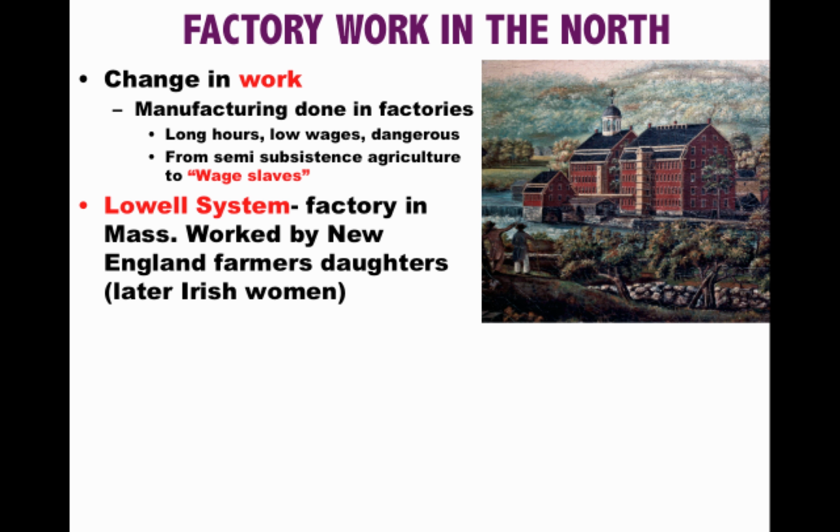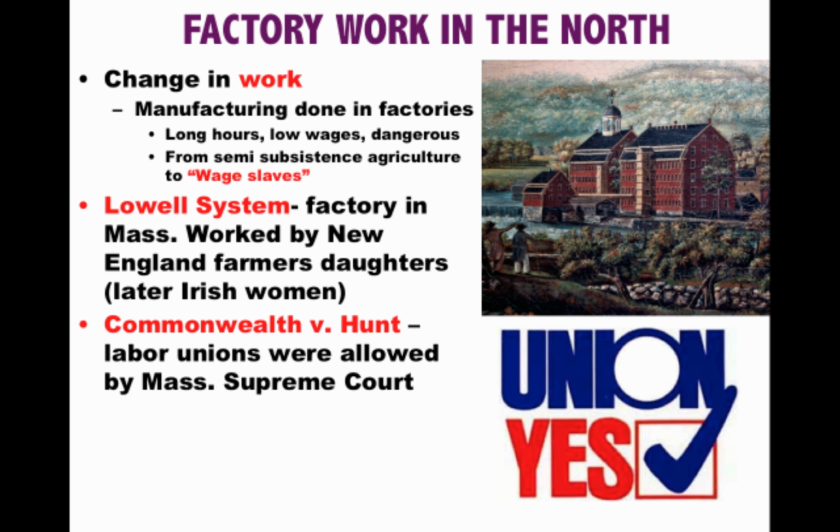One of the most famous examples of this factory model is in Lowell, Massachusetts, the Lowell system. In the beginning, it is worked by New England farm daughters. They were sent to the factory. Later on, it will be Irish women, but very tightly regulated. Every aspect of life was regulated for these workers in Lowell.